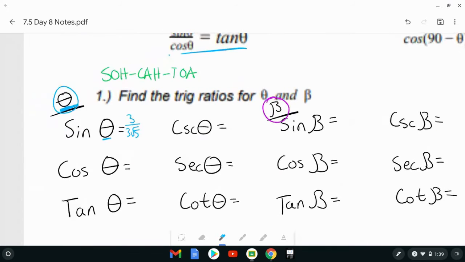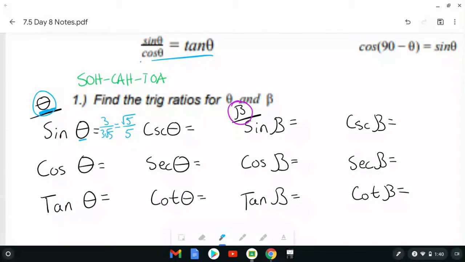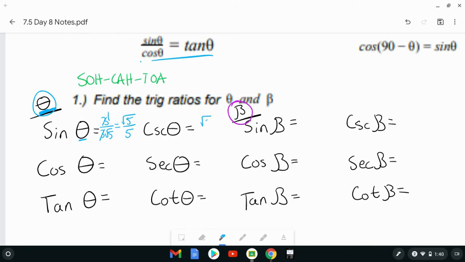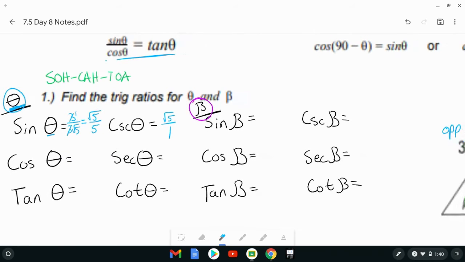Following your rules of simplifying and rationalizing, the 3's cancel. It's 1 over the square root of 5, and then you can rationalize it to get the square root of 5 over 5. Now for cosecant, we know that it's the reciprocal because cosecant is the reciprocal of sine. So if it was 1 over root 5, then the reciprocal would just be root 5 over 1. So that's our sine and cosecant ratio, again, from the perspective of theta.